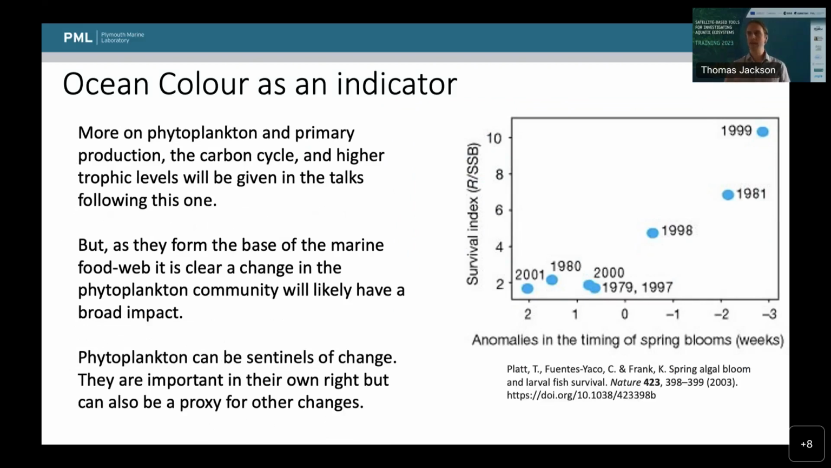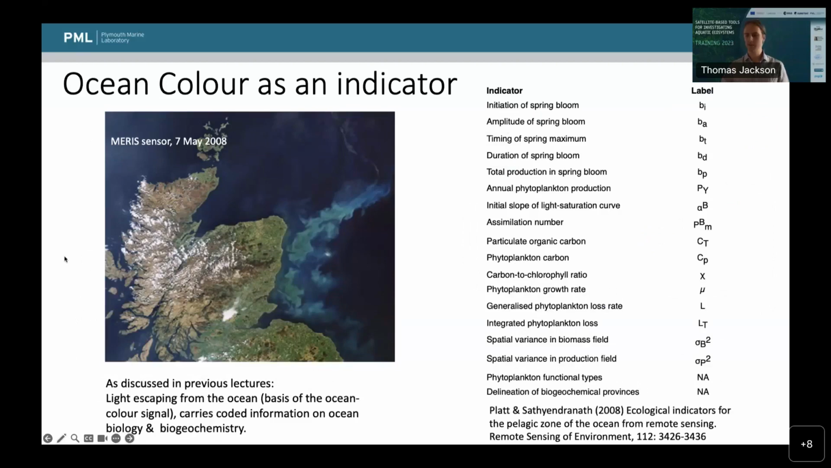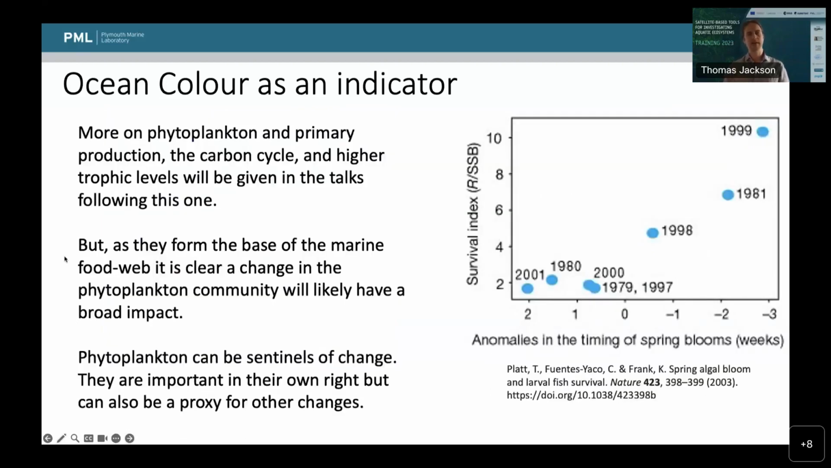There'll be more in the later lectures on phytoplankton primary production and the carbon cycle and how that all links into the trophic levels, so I'm not going to go too much into the detail on that now. But it's also worth noting that because they have this foundational role in the food web, any changes we see in the phytoplankton dynamics, whether it's in their abundance or even which type of phytoplankton are growing, can have a significant impact on the rest of the marine ecosystem. Sometimes it's useful to think about phytoplankton as sentinels of change. They are responding to things that we might otherwise not be able to see, but also they're important. And when they change, we might see knock-on effects later at other levels within the marine ecosystem.